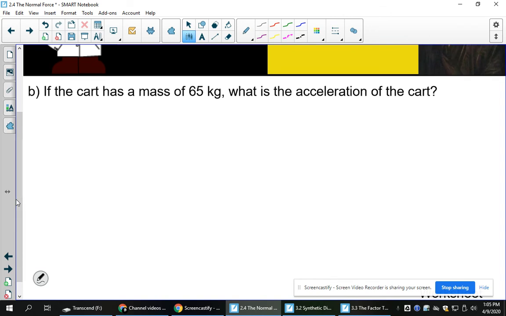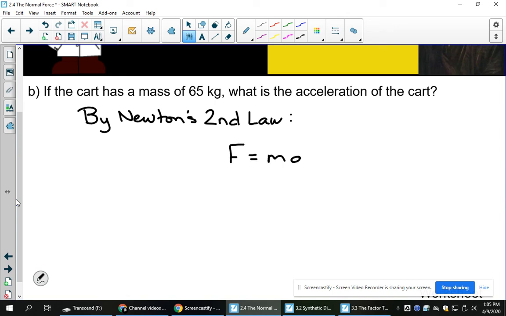If the cart has a mass of 65 kilograms now, what is the acceleration of the cart? We want to reference Newton's laws whenever we can so that we're using them. So this is going to be by Newton's second law. And recall that Newton's second law is F equals ma.